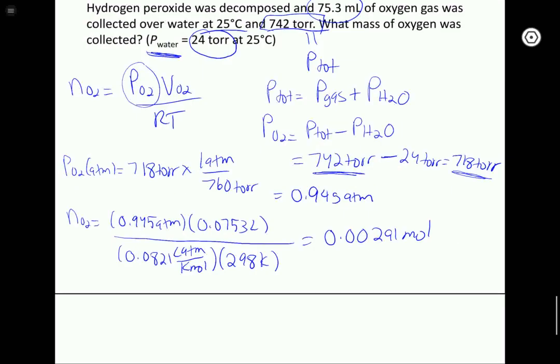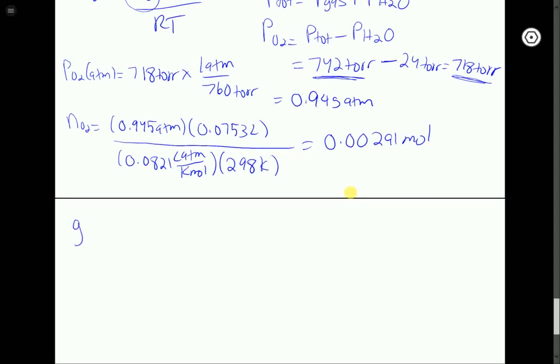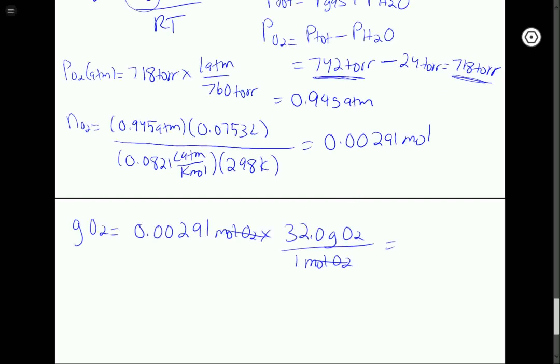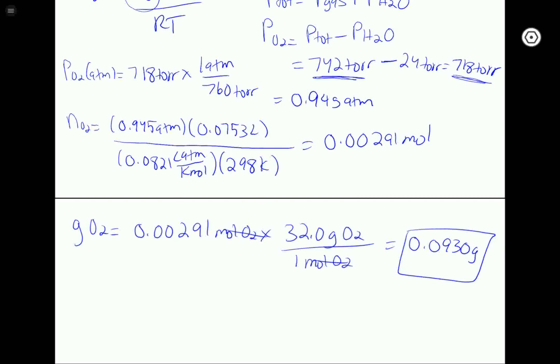Alright, so then finally to find the grams of O2, which is what we're looking for, we have 0.00291 moles of O2, and then the molar mass of O2 is 32 grams per mole. And so we get 0.0930 grams. Alright, and one of the answer choices was just a little bit bigger than this. I think it was 0.096, and that's the answer you would have gotten if you did not subtract out the vapor pressure of water up here.